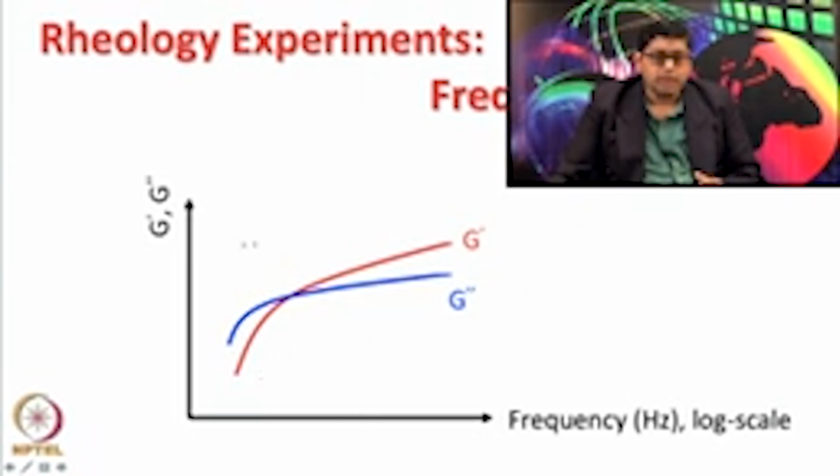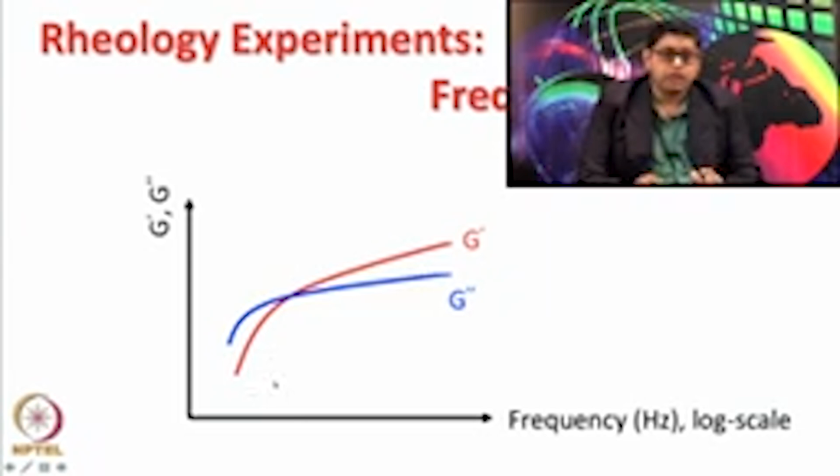There is one thing that you observe. G double prime, the blue curve, is actually above the red curve for a certain frequency range. Initially the network is more viscous in nature, where the viscous component or the loss component is more prominent over the storage component, and here because you are deforming the network very slowly, you can have these internal arrangements and the system relaxes.